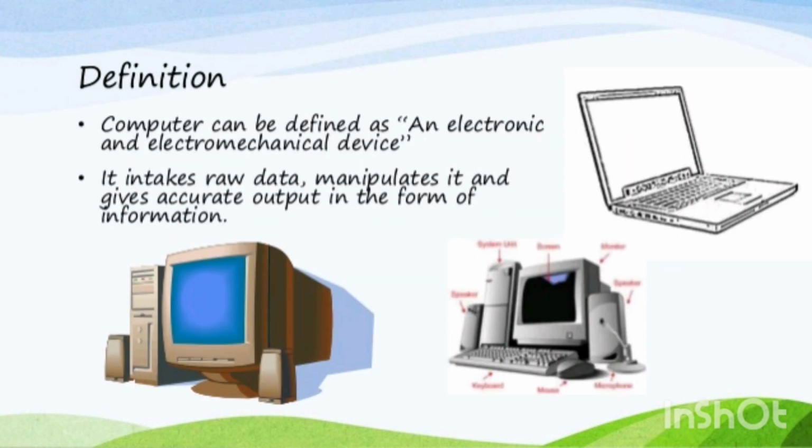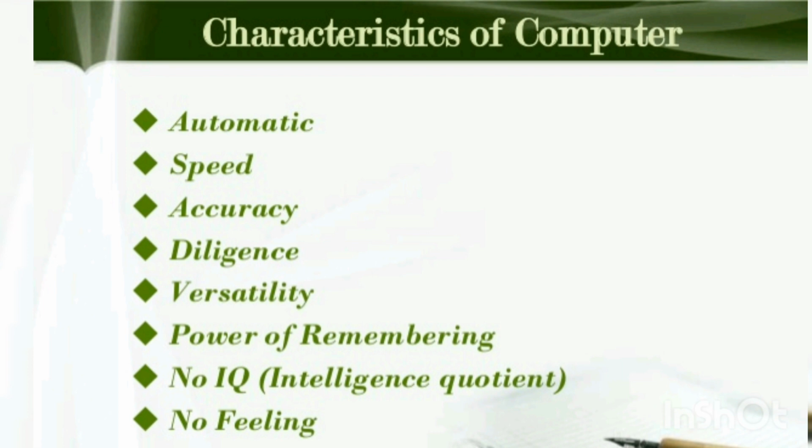As I already told you, the computer is an electronic device. When you give some input, it is processed by the CPU, the central processing unit, and it produces a given output. The output is the result, and the result is the information. We can take a printout of that information and store it in any storage device. There are different kinds and sizes of computers. Next, the characteristics of a computer.